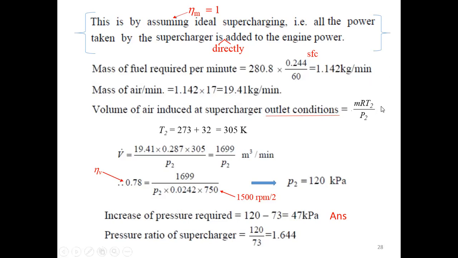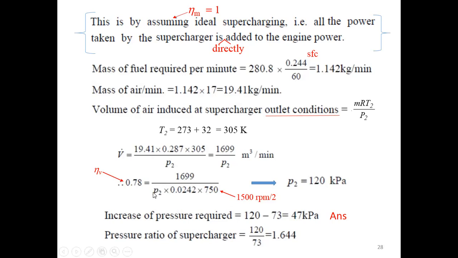Again, we think of the air as an ideal gas. So the volume will be mRT at the outlet divided by the pressure at the outlet. The temperature at the outlet is already given, so we can calculate the volume at the outlet in terms of the outlet pressure P2. So how do we get P2? We go back and use our volumetric efficiency, because it is the same.